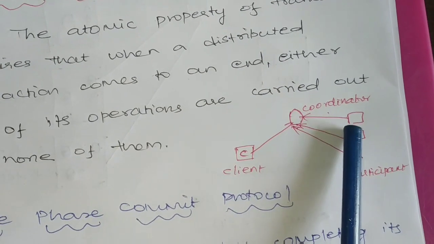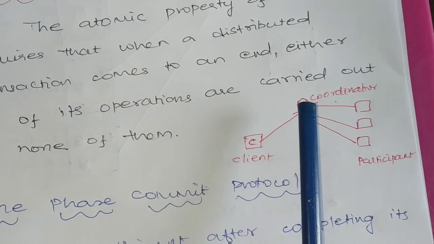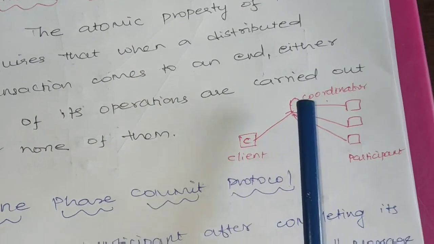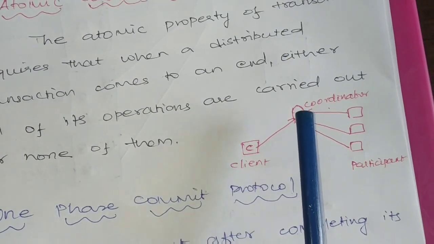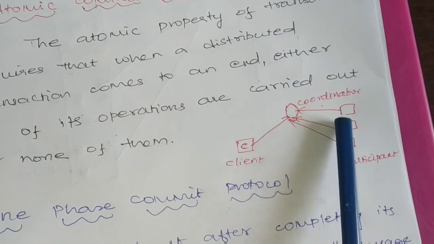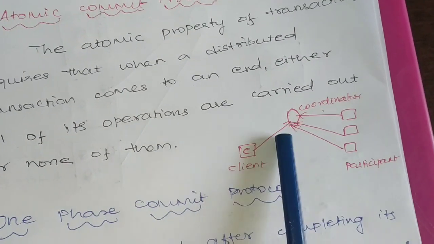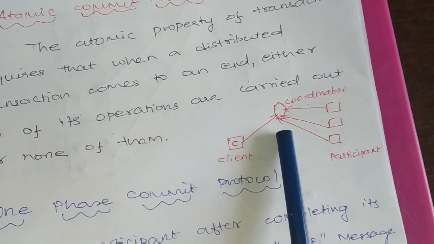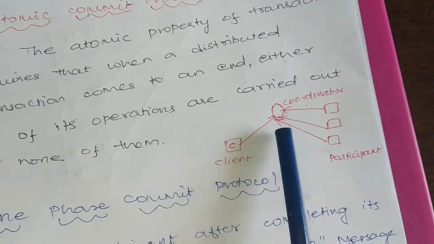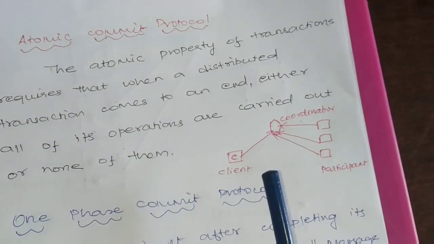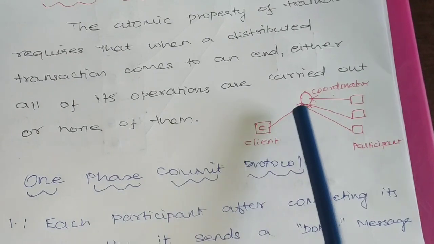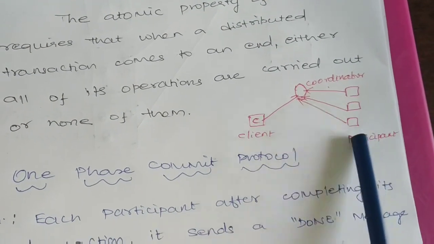So in the second step, the participant will send the done message and wait for the reply from the coordinator. Now the coordinator, after receiving the done message from all the participants, will take the decision either to commit the transaction or to abort the transaction. This is called the point of commit.